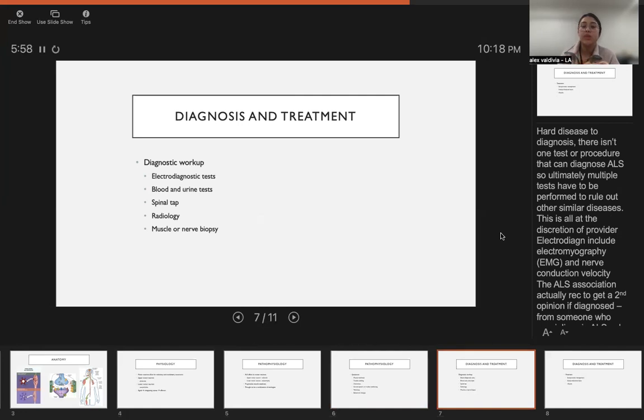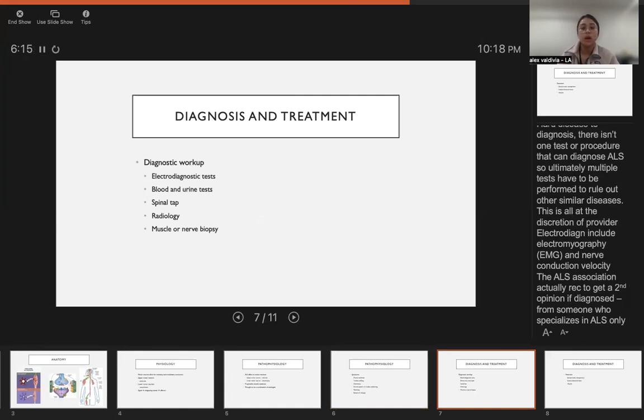Diagnosis is hard because there are other diseases that mimic ALS. So ultimately, providers perform multiple tests to rule these other diseases out. This workup could include electrodiagnostic tests, which are EMGs and nerve conduction velocity tests, blood and urine tests, a spinal tap, radiology, and muscle or nerve biopsy. The ALS Association does recommend that anyone who gets diagnosed get a second opinion from someone who specializes in ALS.